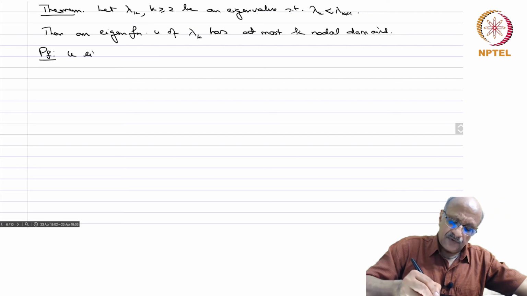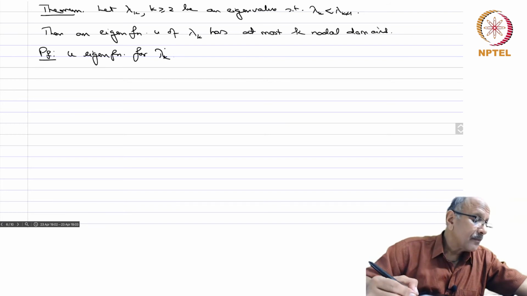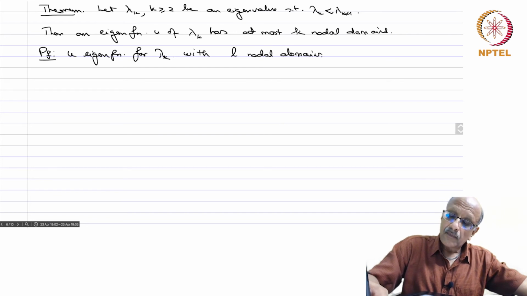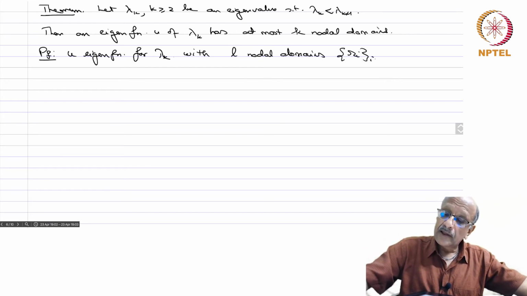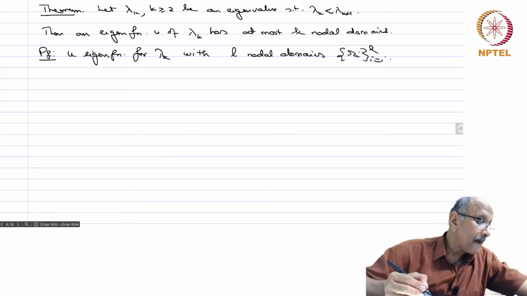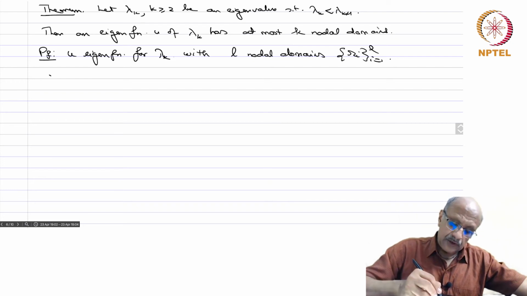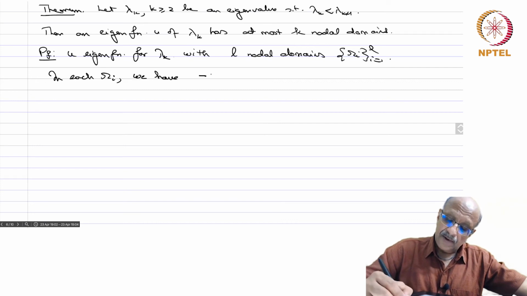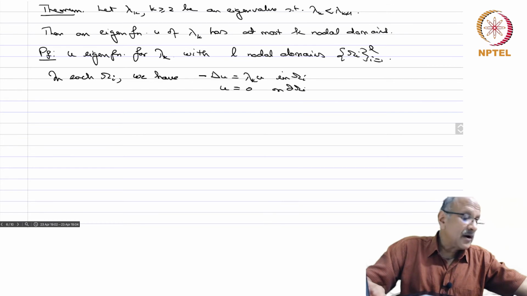So, u is an eigenfunction for λ_k, let it have L nodal domains Ω_i, i equals 1 to L. So, in each Ω_i we have minus Laplacian of u equals λ_k u in Ω_i, and u equal to 0 on the boundary of Ω_i.